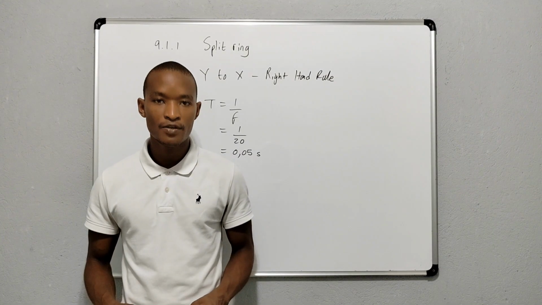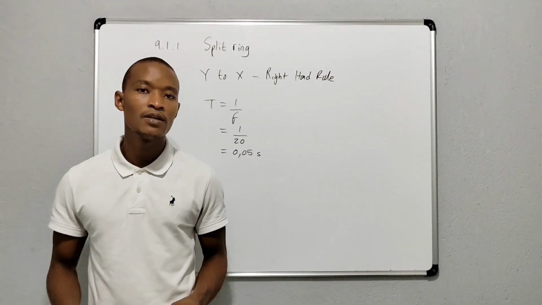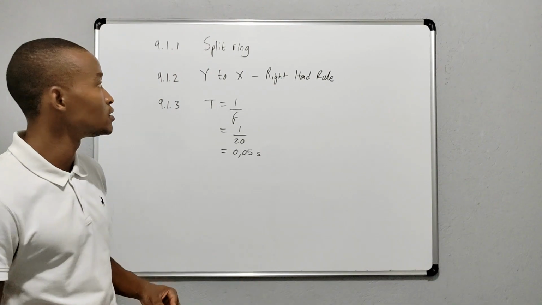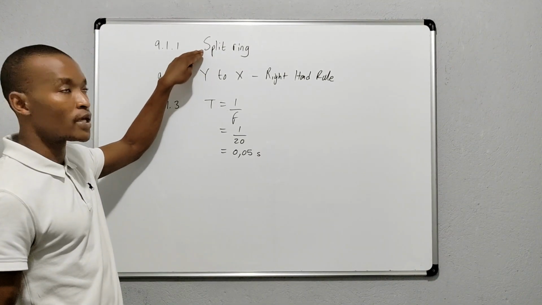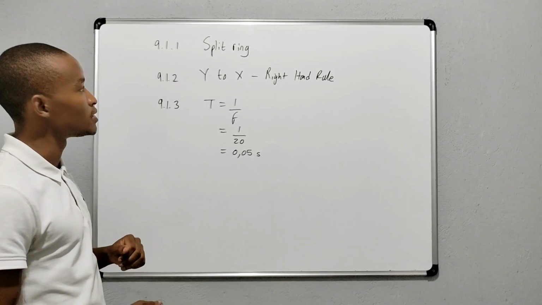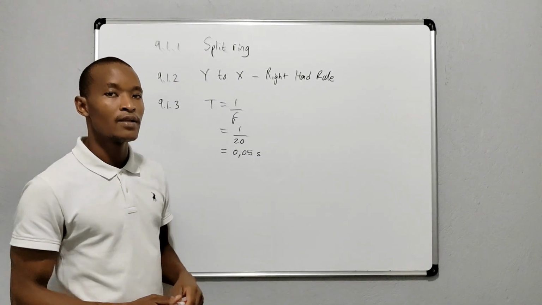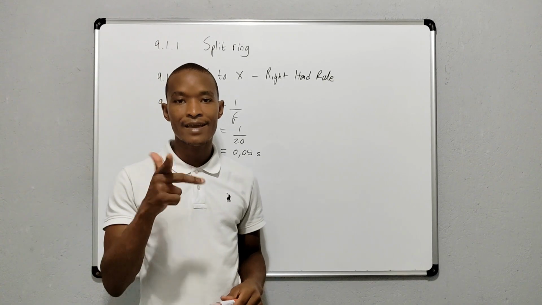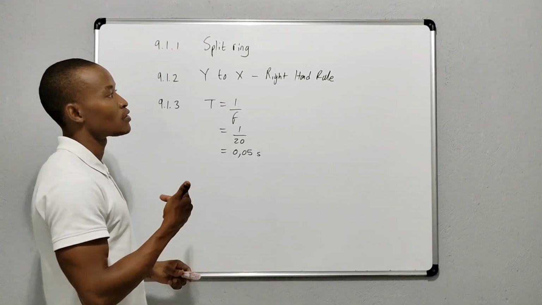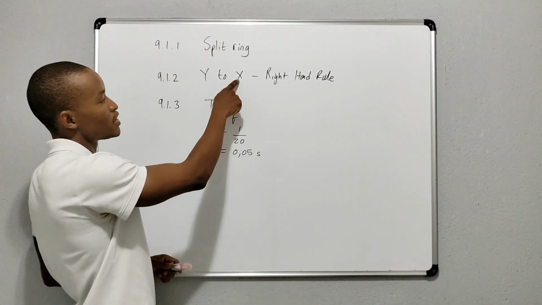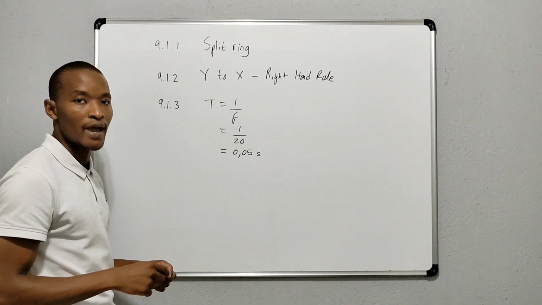Okay, the first question, we are asked to just indicate what is that component that ensures that current flows in one direction, and we know that is the split ring. Good. In 9.1.2, using the right hand rule, you'll see that current is towards you or coming out of the page, so it is definitely from Y to X.